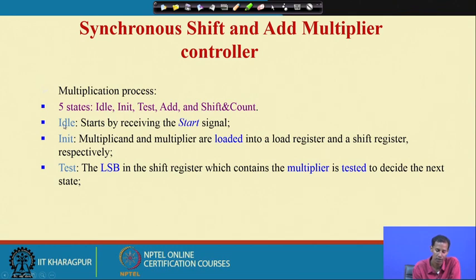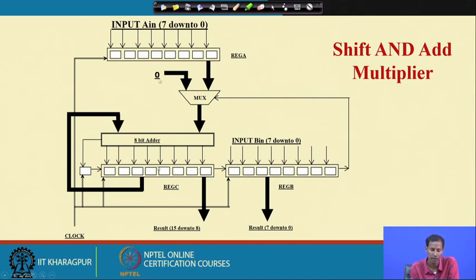In the idle state, it starts by receiving the start signal. That means, whenever this start signal is 1 or high, it will start the operation of the corresponding multiplication. And in the initial state, the multiplicand and the multiplier are loaded into the load register and a shift register respectively. That means, whenever the initial signal is high, the A in and the B in will be loaded into the two corresponding registers.